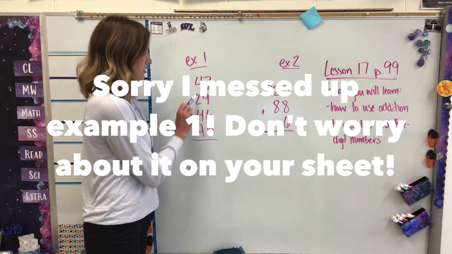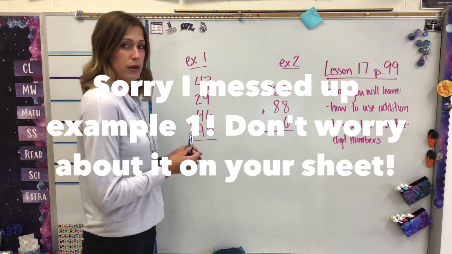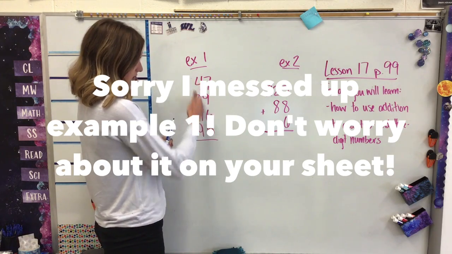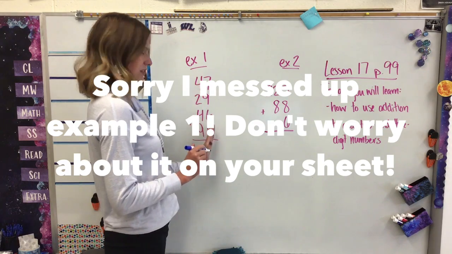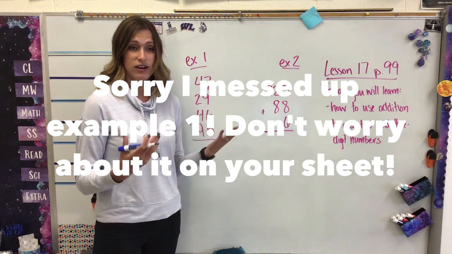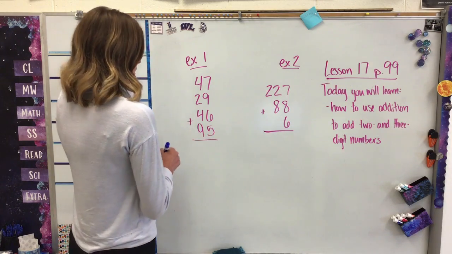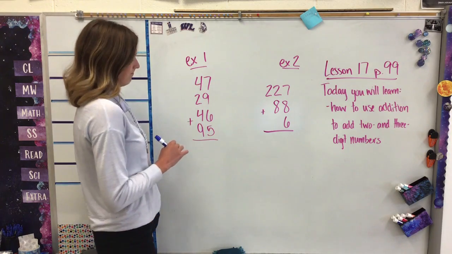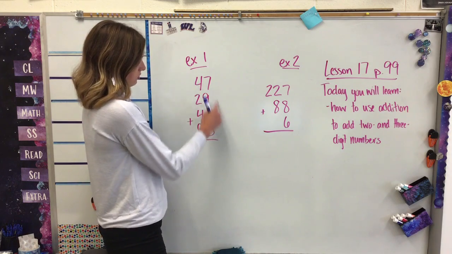So example 1. Example 1 says 47 plus 29 plus 46 plus 95. Notice that when I wrote these, I wrote all my 1s on top of each other and all my 10s on top of each other, right? I'm going to stack it up, starting with all the 1s places on top of each other, so that when I start getting to add more numbers together, I stay really neat and organized. All right? Now, I get to pick any of these numbers to add together first. I think I'll just start with the top 2 and the bottom 2.